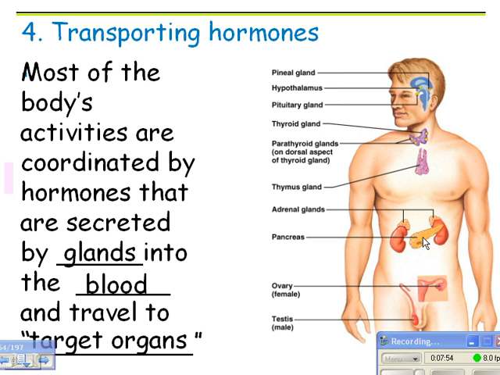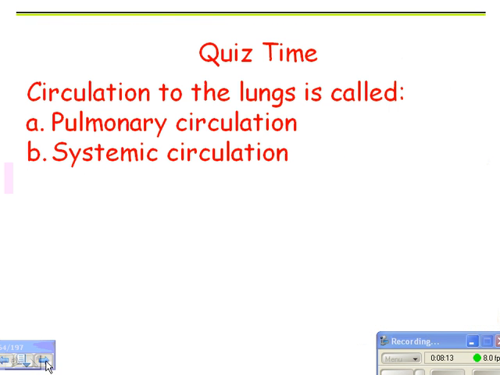All right, so the pancreas makes insulin, and so that insulin is secreted into the blood. And then from the blood, it travels around the whole body. It affects your muscles, and your muscles will take in glucose, but it does not affect your brain. Your brain takes in glucose whether there's insulin around or not. So a target organ is an organ that has the right receptors on its cells for that particular hormone.